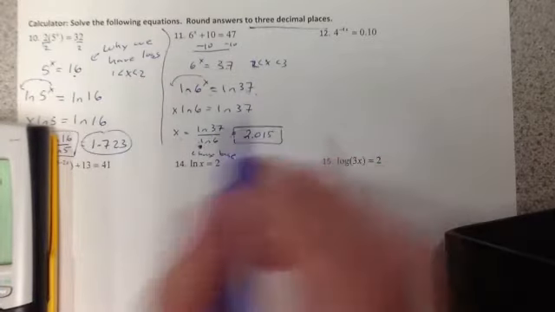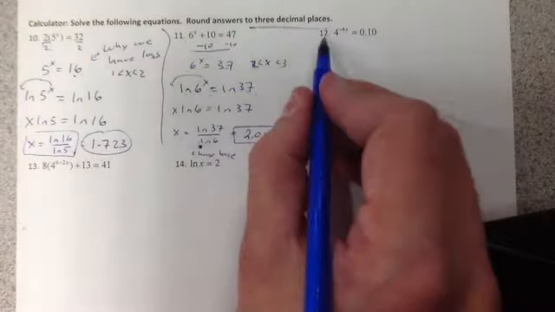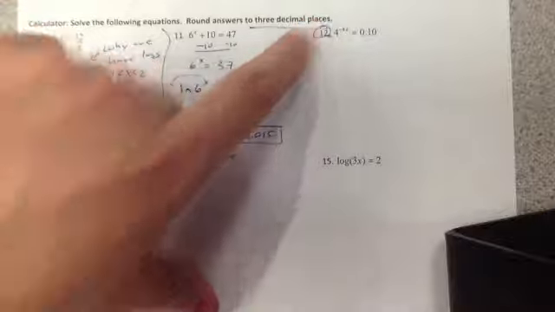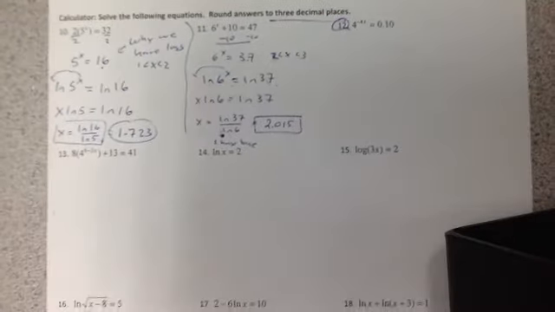All right, try number 12 on your own. Okay, be careful. You got that negative 4x right there. That will cause a little bit of trouble.